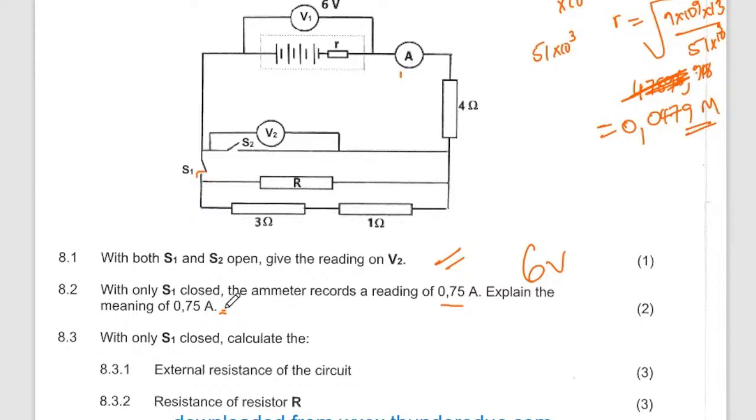So in a charge of 0.75, I don't know, are they asking us to explain what current is?